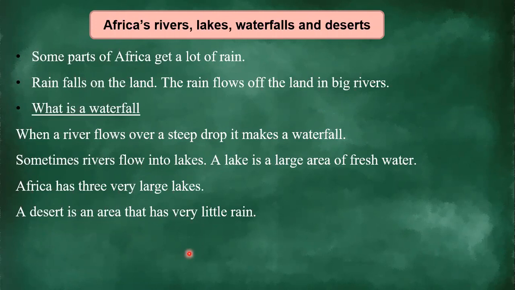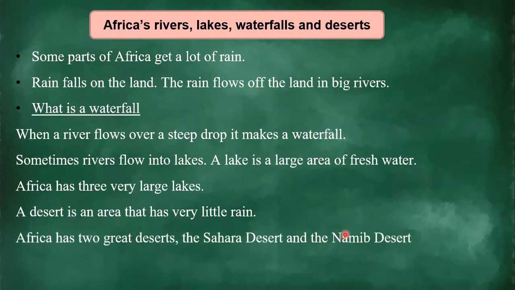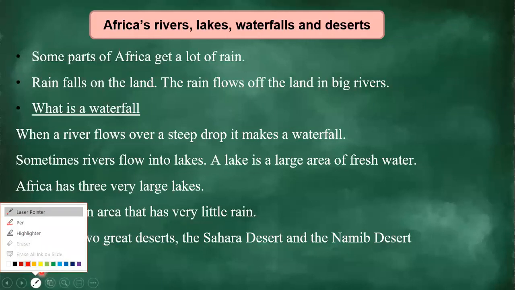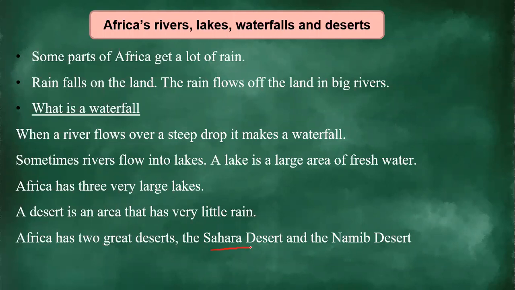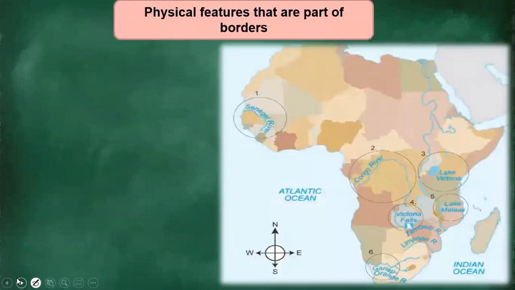Okay, so guys, a desert is an area that has little rain. Africa has 2 great deserts, which are the Sahara Desert and the Namib Desert. These are the 2 deserts that Africa has, the Namib Desert and the Sahara Desert. You should remember these 2.